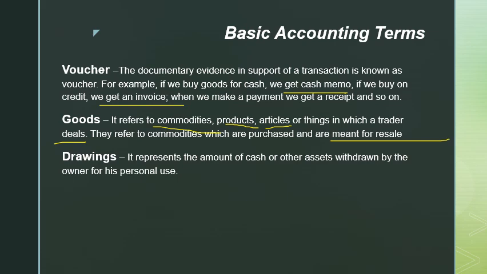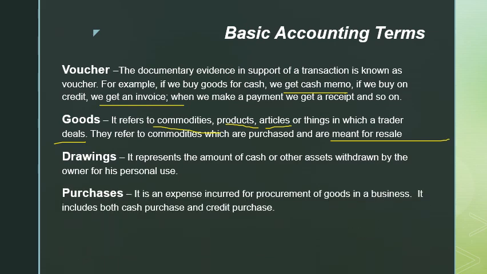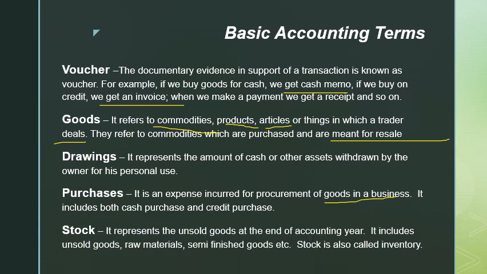Then drawings. It represents the amount of cash or other assets withdrawn by the owner from the business for his personal use. It's just the opposite of capital. Then purchase is an expense incurred for procurement of goods in a business. Then stocks represent the unsold goods. Stock refers to unsold goods at the end of an accounting period, which includes unsold goods, raw materials, semi-finished goods, etc. Stock is also known as inventory.